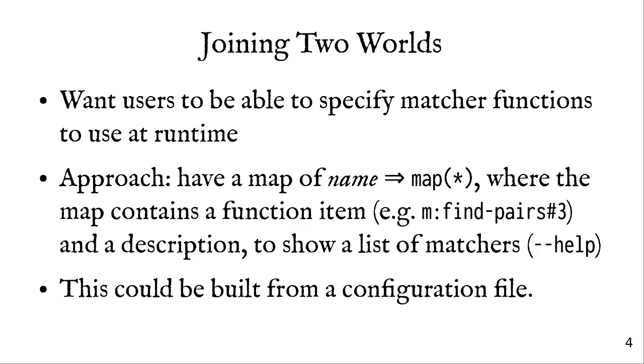Now, two worlds, because we've got a program that people will use, and we want users to be able to specify which kind of matching functions they will use at runtime. These then get run in a pipeline in the query in the order that they're specified by the user. You can have some of them run more than once if you like. So the approach is to have a map that has as keys the names of matchers, and then as values a map containing a function item and a description. Now, and this could be built from a configuration file. I'll show you one. Let's see if this makes sense.